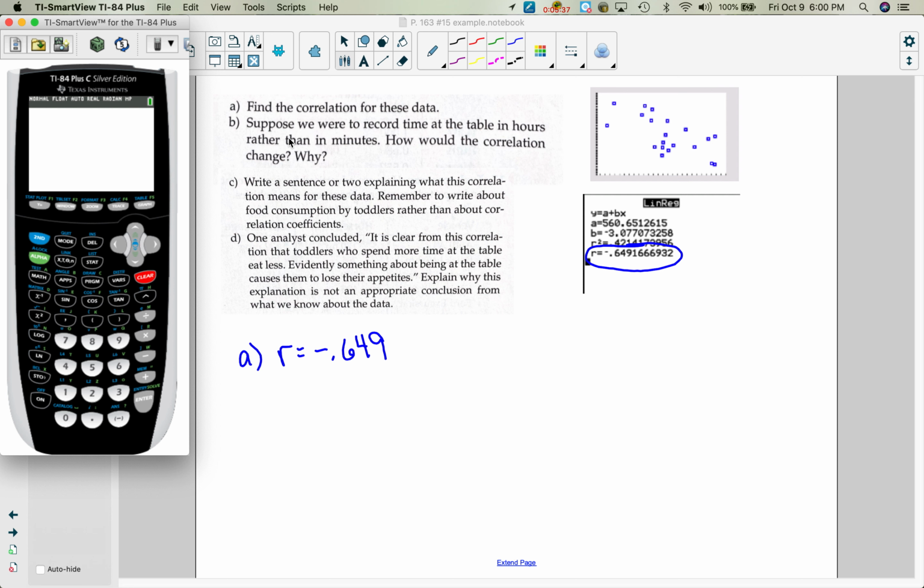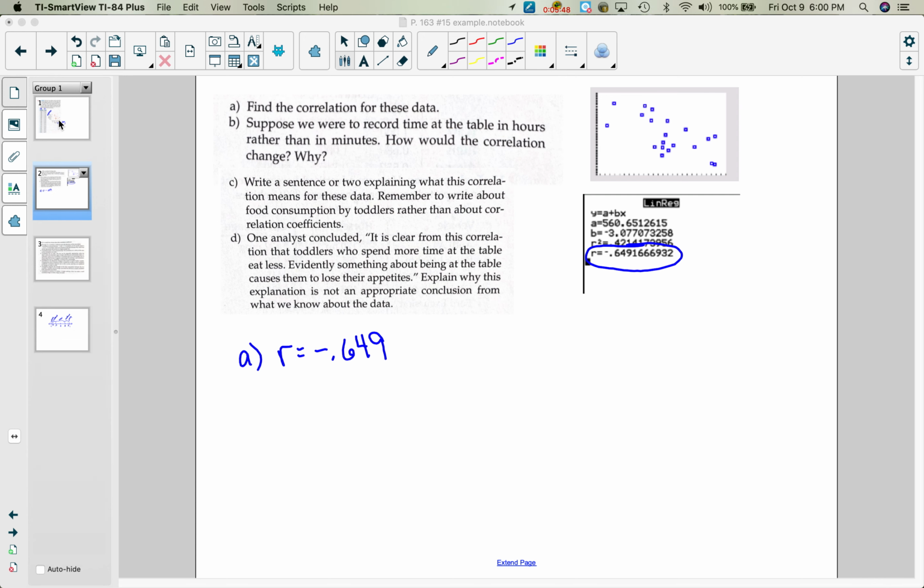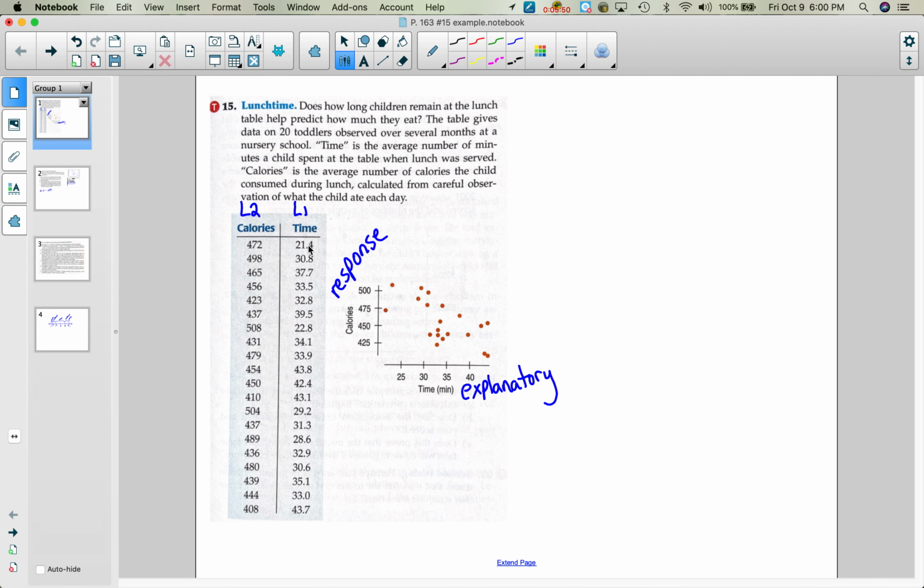Part B says, suppose we were to record time at the table in hours rather than minutes. How would the correlation change? So what if we took all of our data, and if we went back to this data and wanted to change the time to hours, then we would divide by 60. And how would the correlation change?